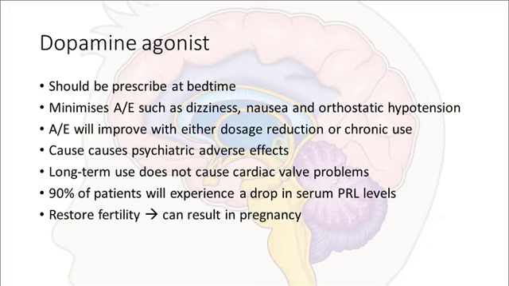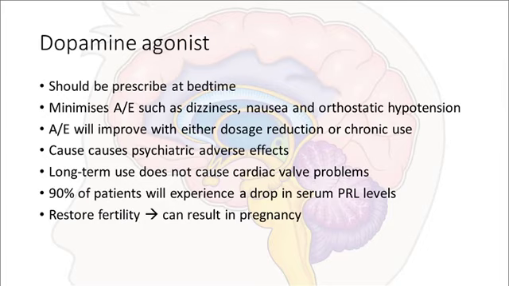Dopamine agonists should be prescribed at bedtime. This will reduce the GIT adverse effects, and it will also minimize adverse effects like dizziness and orthostatic hypotension that some patients experience, as well as the nausea. This is something we've said before, but I'm repeating it again so that you guys are aware. And also, adverse effects will improve with dosage reduction or with chronic use. And of course, they can cause psychiatric adverse events as well.